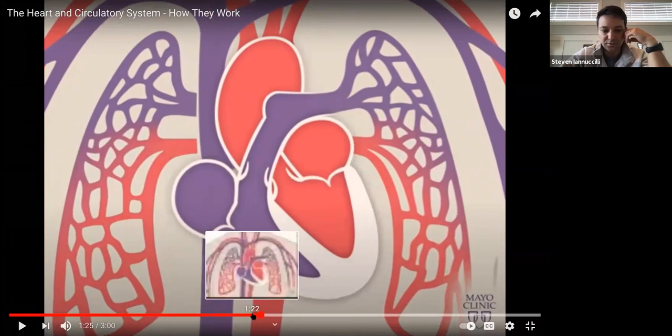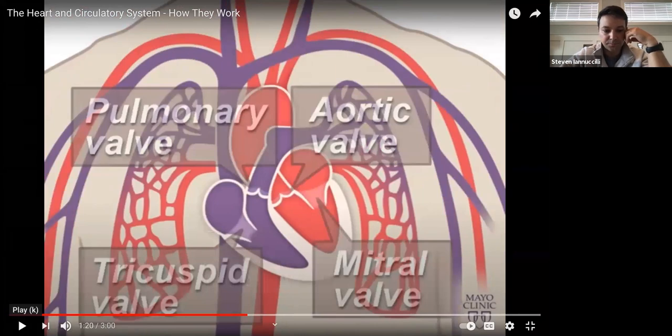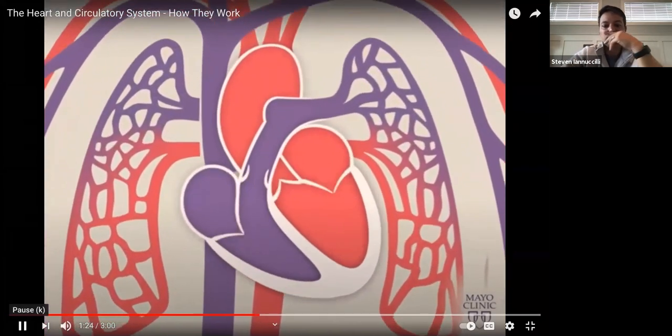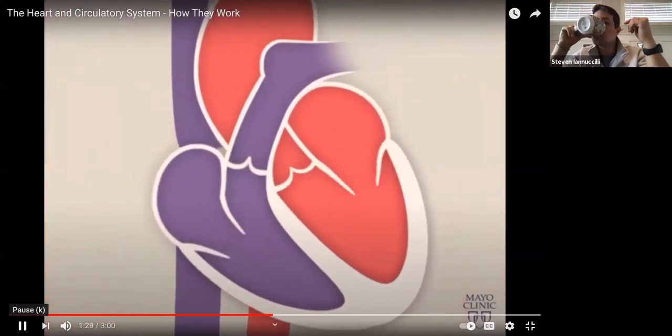Okay, so I'm just going to go backwards a little bit so that you can hear what he says. They open only one way and only when pushed on. Each valve opens and closes once per heartbeat, or about once every second.